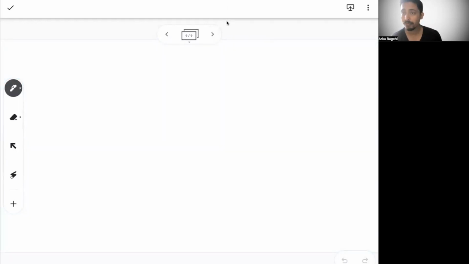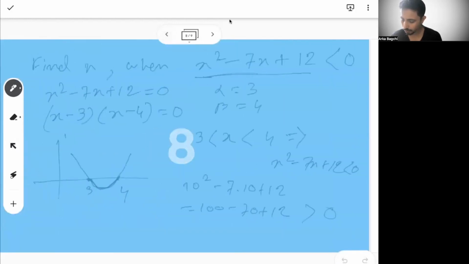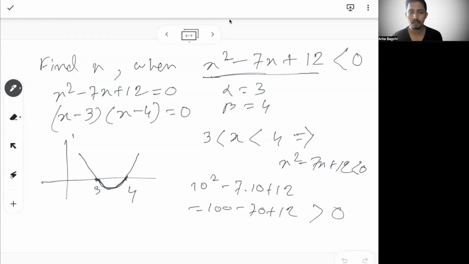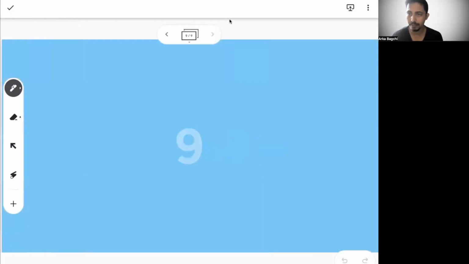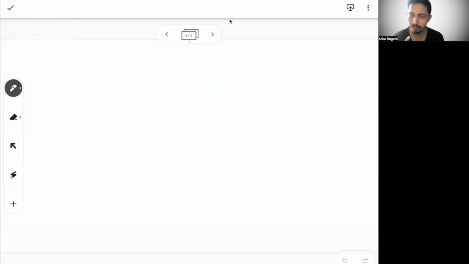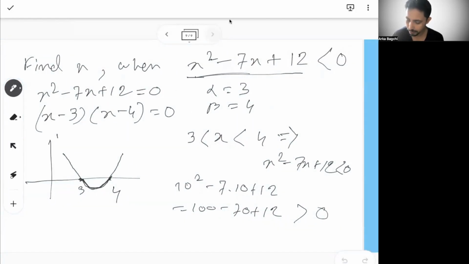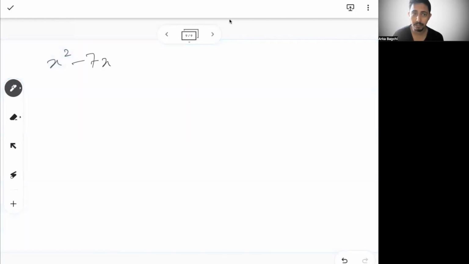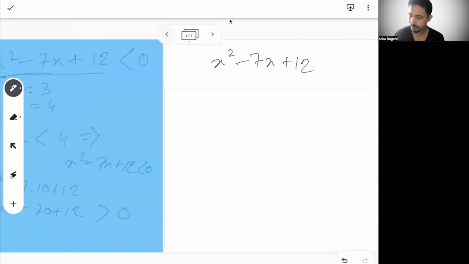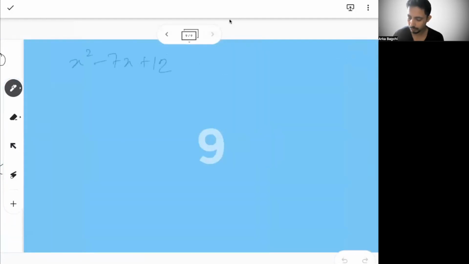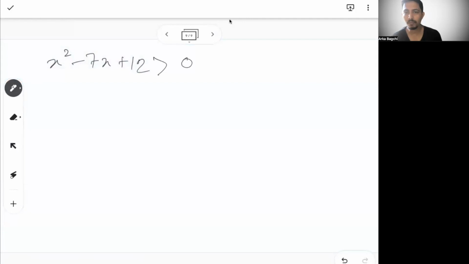So this is one part of it. The other way of doing it, one thing I wrote here. So here in your equation, 3 and 4. Now let's take another example and I will show you the other side. A very important concept that needs to be covered is, let's say I said the same problem, x square minus 7x plus 12. In this case, let's say greater than 0, right?